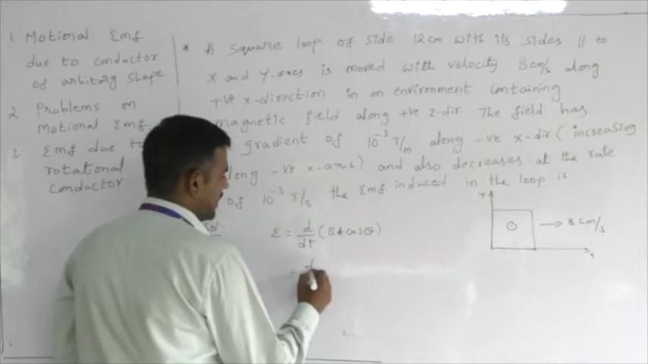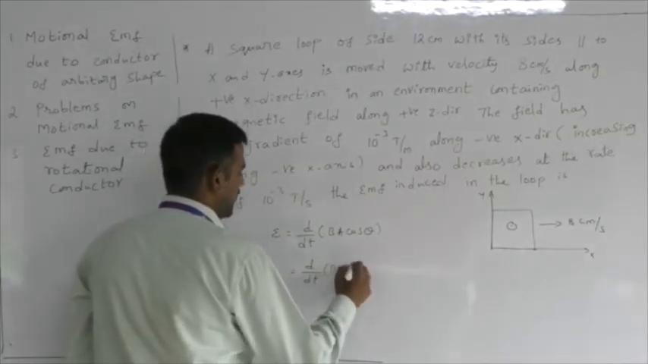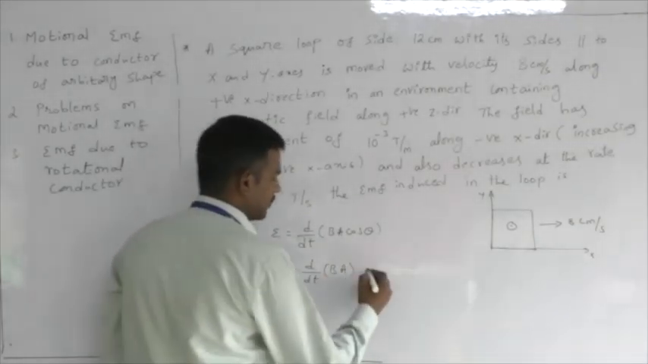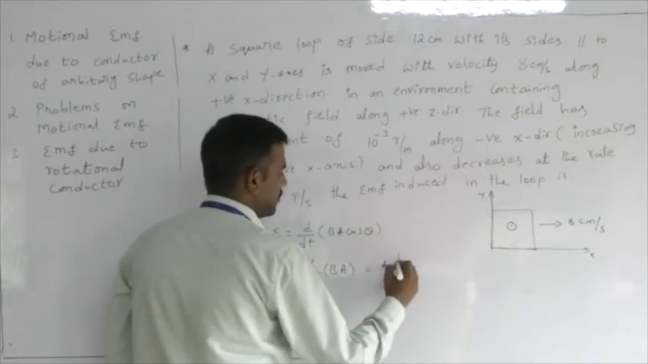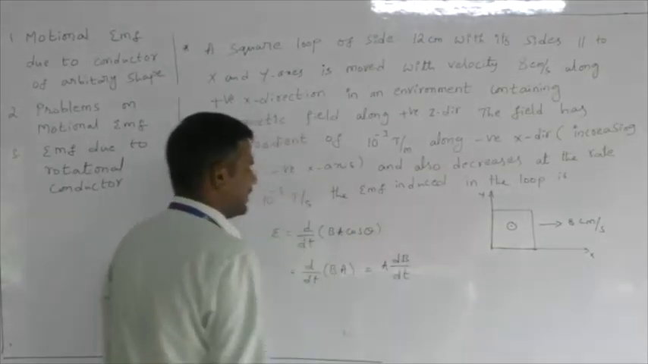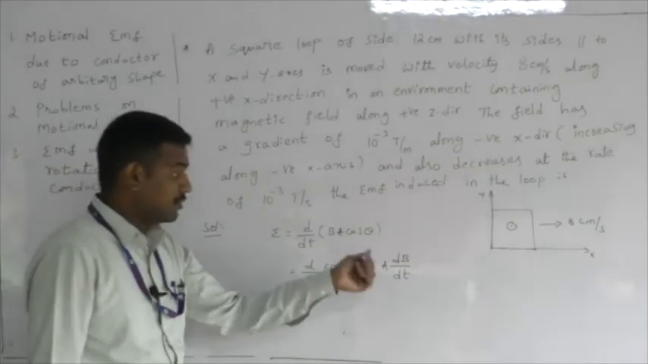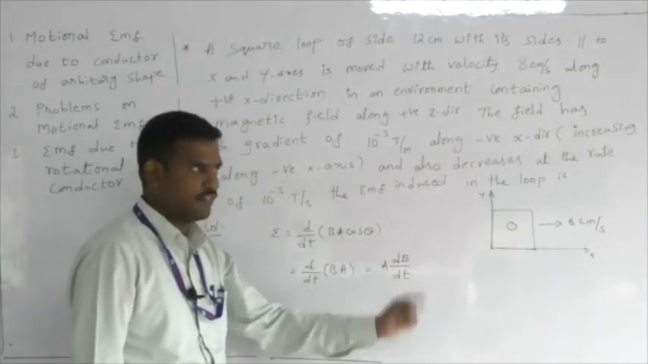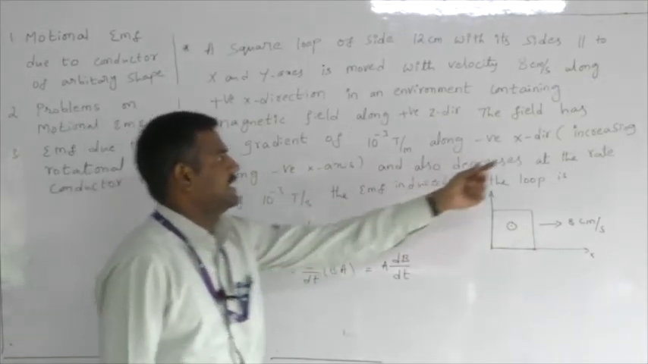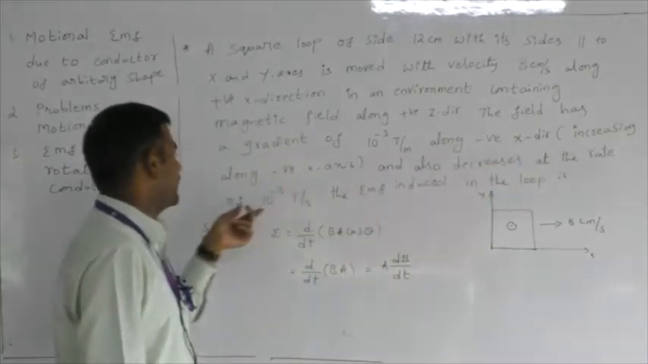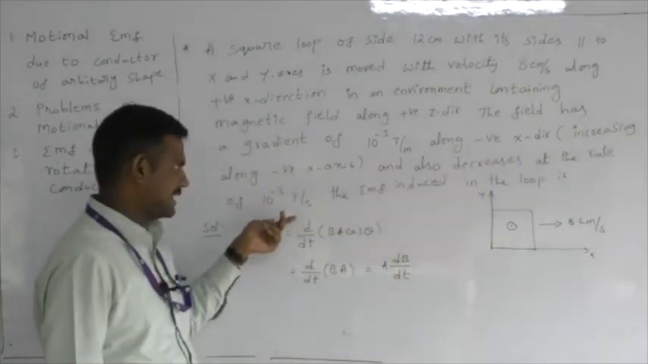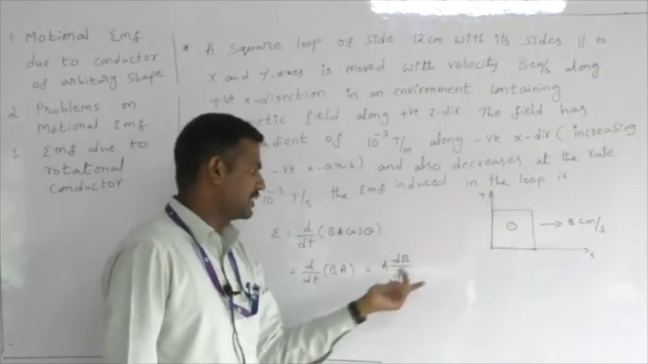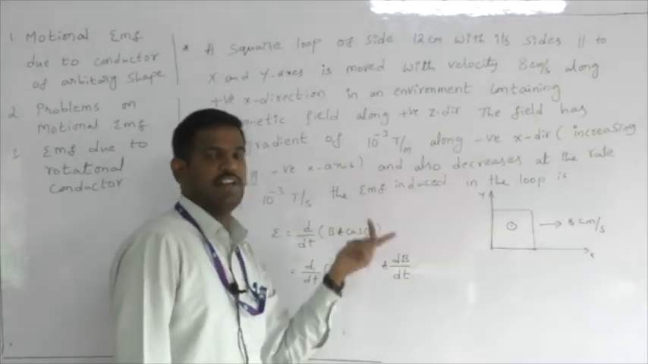What we are getting is d by dt of B into A, where A is the area and B is the magnetic field. Now A can be taken out because A is constant: A into dB by dt. This is the induced EMF due to the rate of change of magnetic field. So here in the question, since the magnetic field is decreasing at the rate of 10 power minus 3 Tesla per second, we can find the induced EMF within this loop due to the change of magnetic field intensity with time.